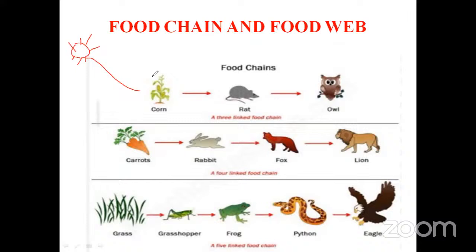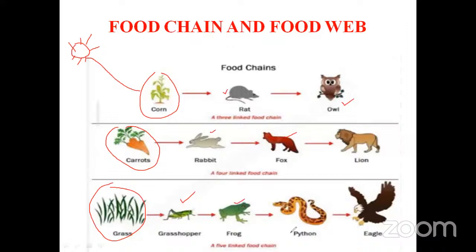The food is first prepared by plants on their own. Here the plants: corn plant, carrot, grass, tree, or some other plants. This prepared food is first utilized by primary consumers, such as rat, rabbit, or grasshopper. From the primary consumers to secondary consumers: fox, frog. Next, tertiary consumers: lion, python, eagle.